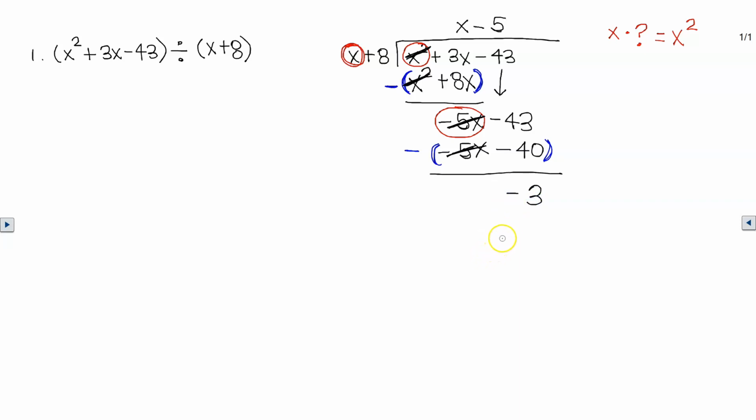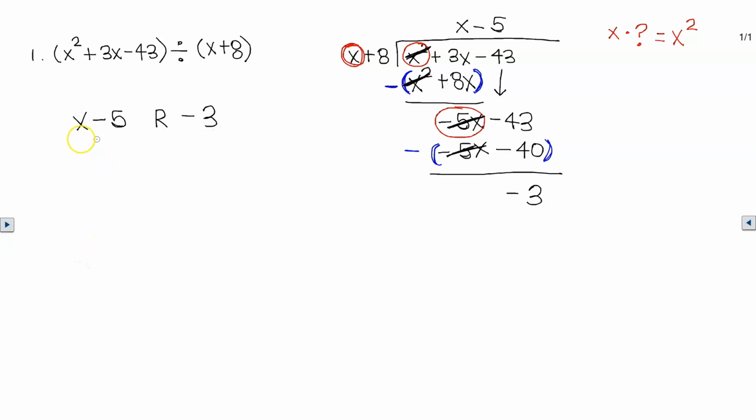Now, this is where this problem is different than the ones that we looked at earlier in the week, because earlier in the week, this last subtraction answer was always a 0. You all will remember in elementary school that you did division with remainders, and that's what we have here. I know that I'm finished with my division problem because I don't have another term to bring down. So I have my answer: x squared plus 3x minus 43 divided by x plus 8 is going to be x minus 5 with a remainder of negative 3.